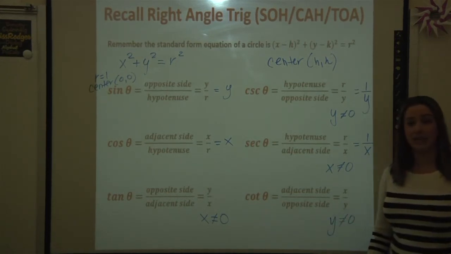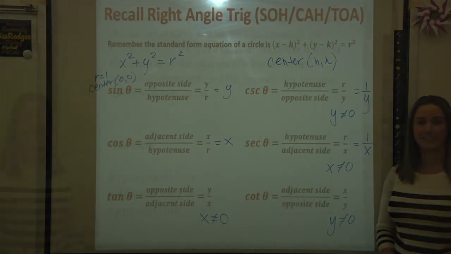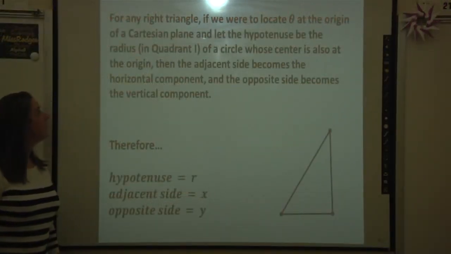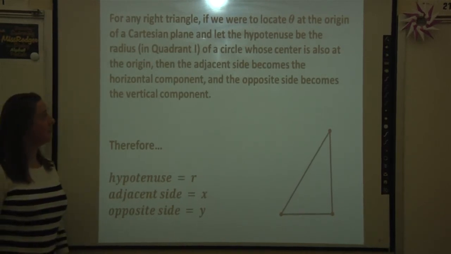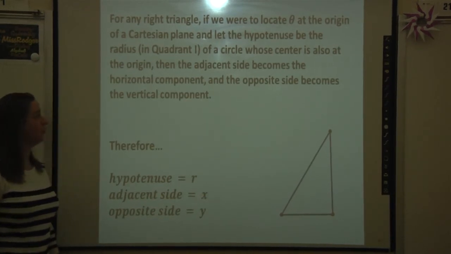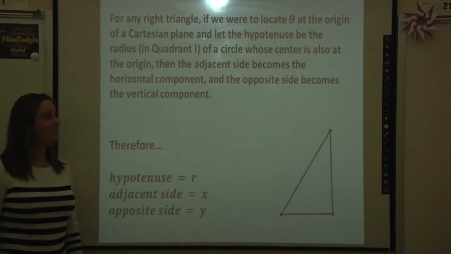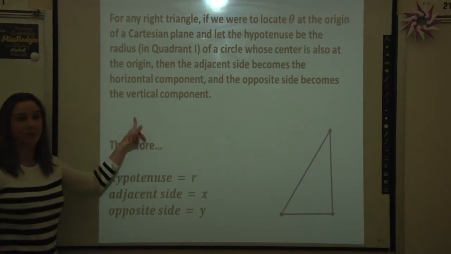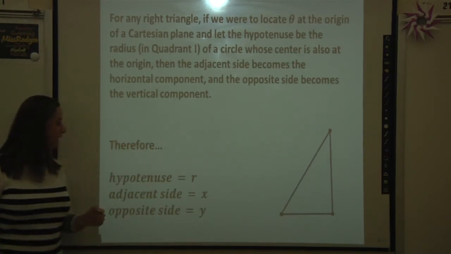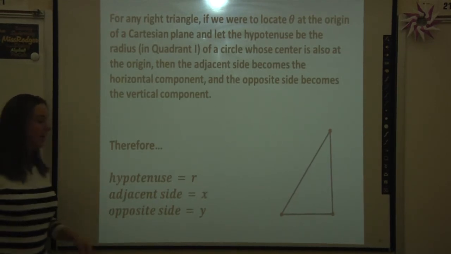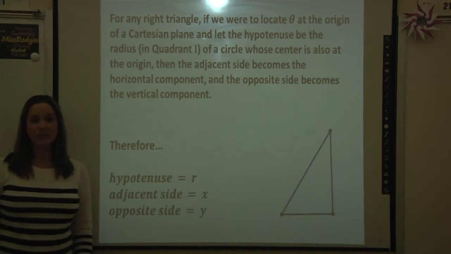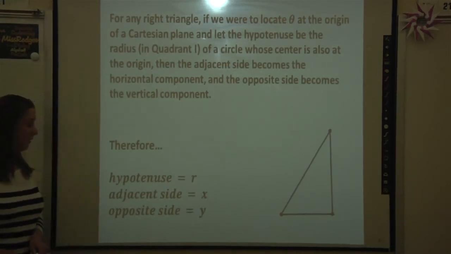Let's take a look at how this connects to our triangle and the unit circle. Let's take a look more specifically. For any right triangle, if we were to locate theta at the origin of our Cartesian plane and let the hypotenuse be the radius of the circle whose center is also at the origin, then the adjacent side becomes the horizontal component and the opposite side becomes the vertical component. So what does that mean when we look at a triangle? Our hypotenuse is going to be r, our adjacent side is going to be x, and our opposite side is going to be y. This is going to be useful when we look at our trigonometric functions.